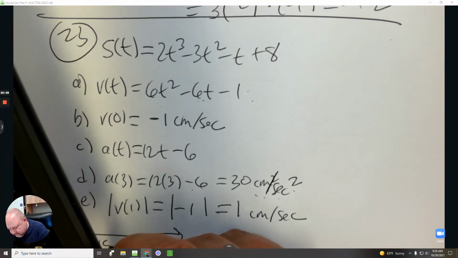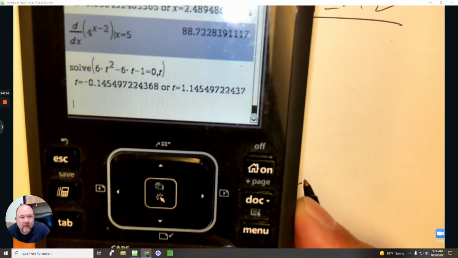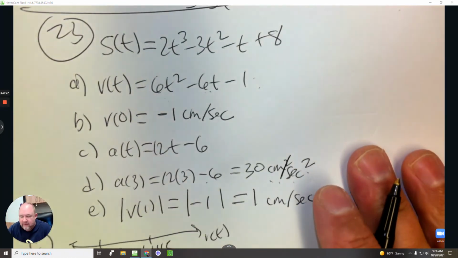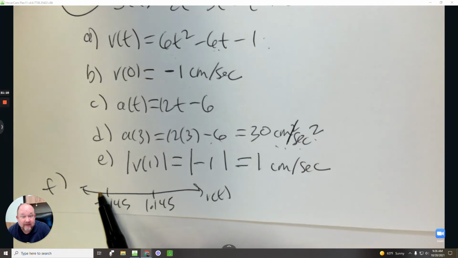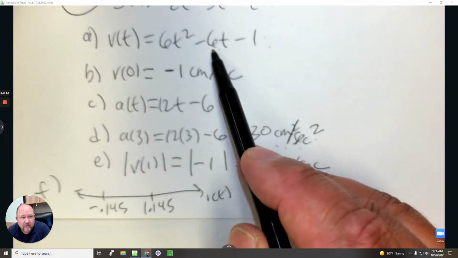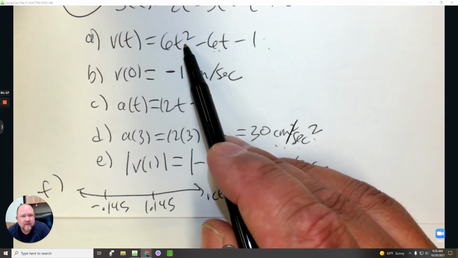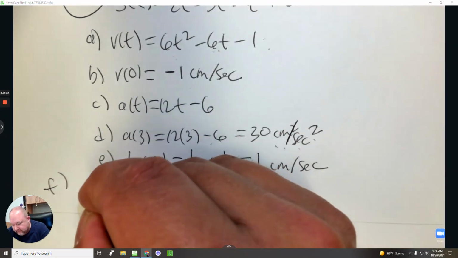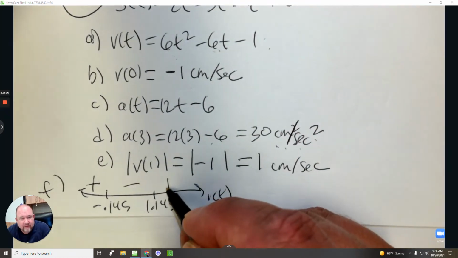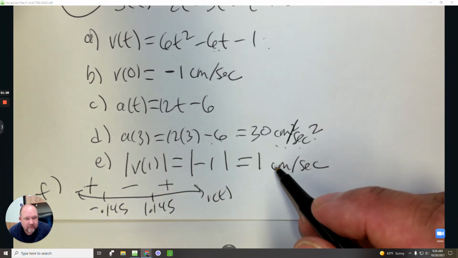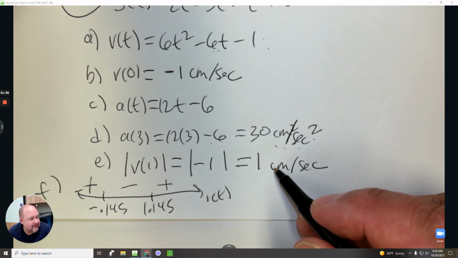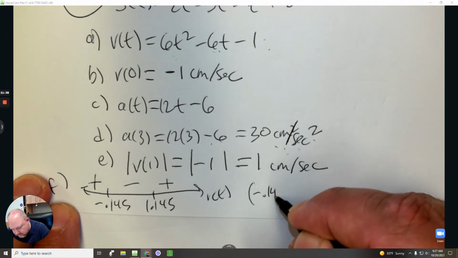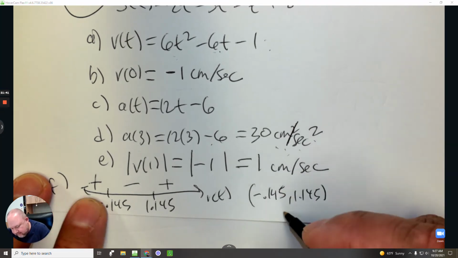So that's -0.145 and 1.145. Let me do a number line here. And then I plug into the velocity. So pick a nice friendly number like -1. So -1 gives you 6 -1. That's 6 plus 6, right? That's a positive answer. And then the signs are going to change. You plug in 0 and then plug in a positive number bigger than that. And then the question is, when is it moving left? So from -0.145 to 1.145, it's going to the left.